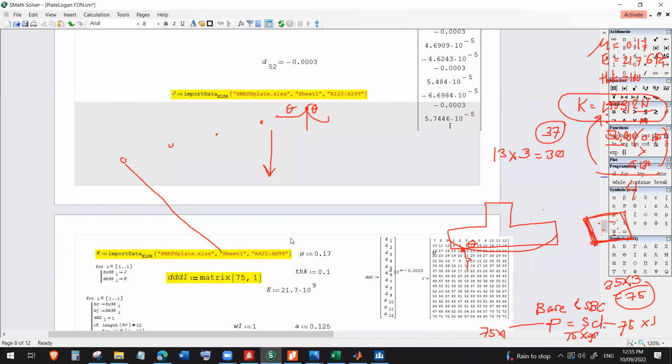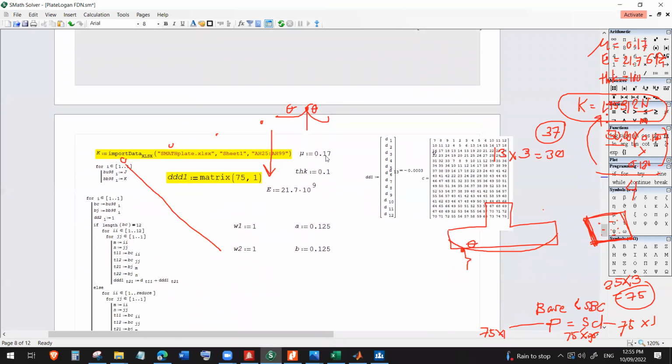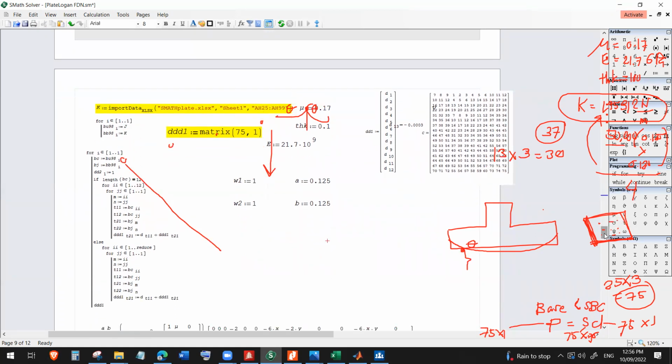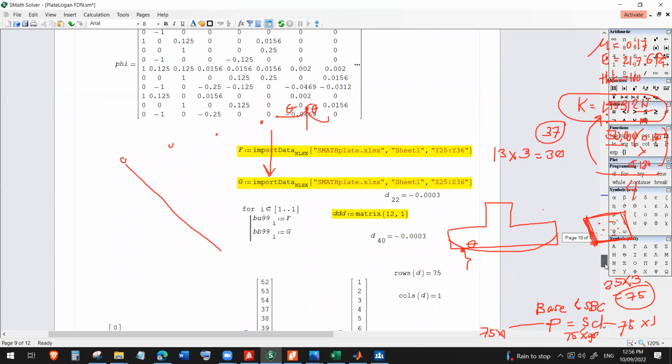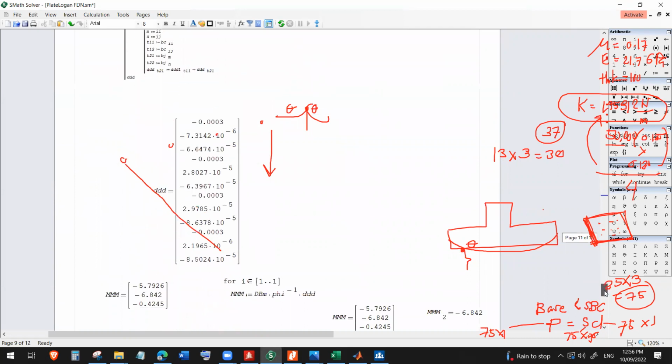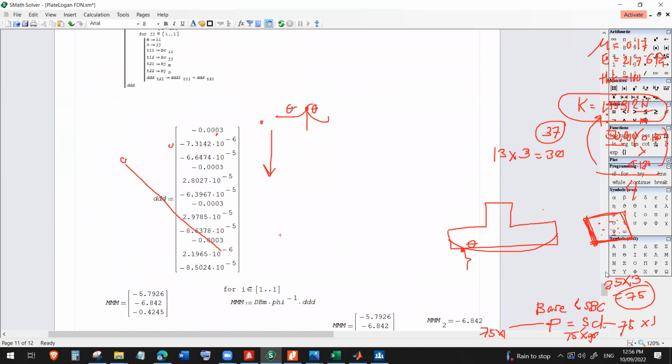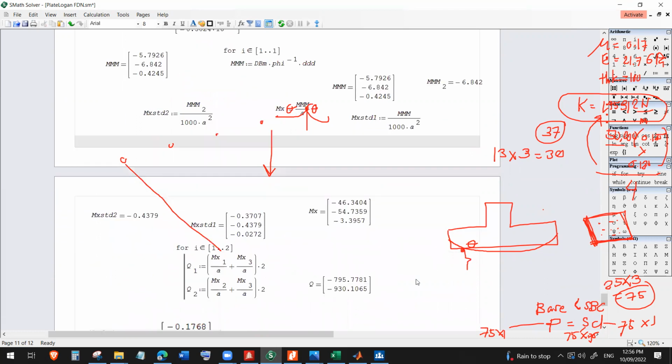By the way, let's verify this also: a thickness of 0.1, elasticity of 21.7 gigapascal, and mesh size of 0.125. So this should be the displacement, and this is the corresponding moment. So let's see. Calculate, recalculate.